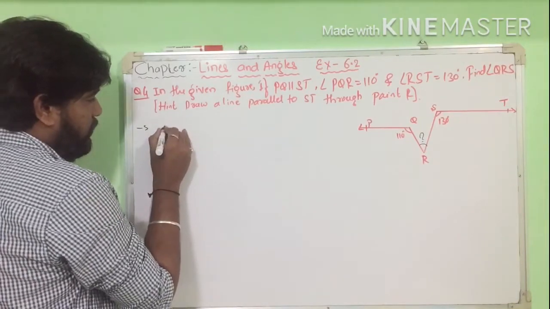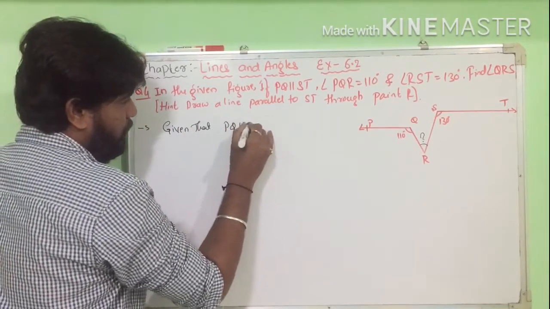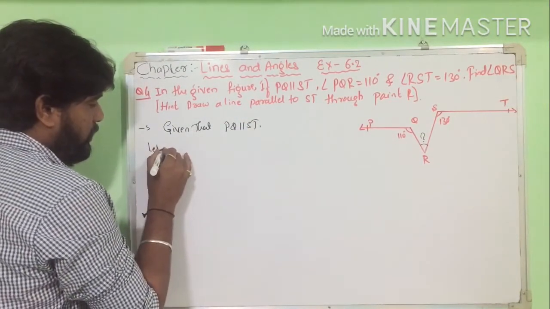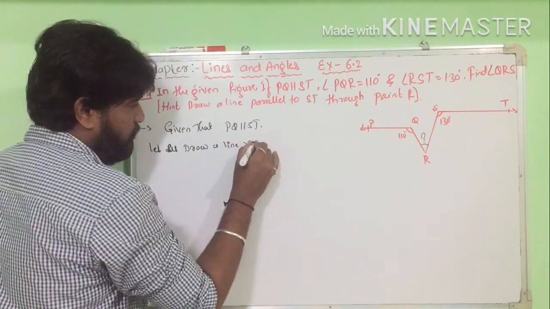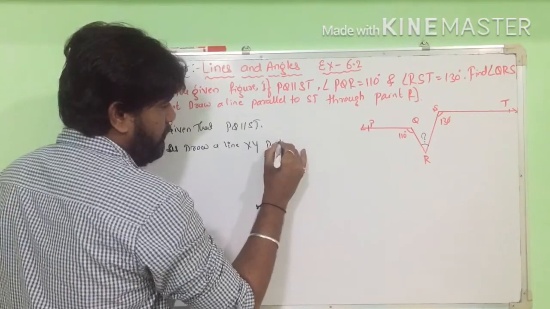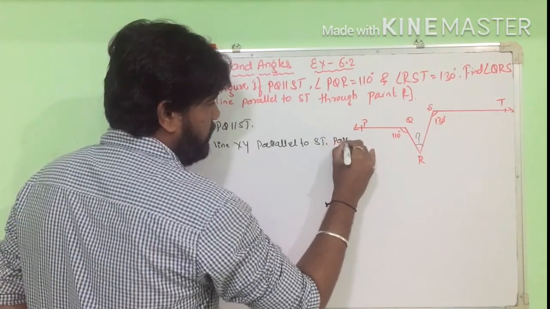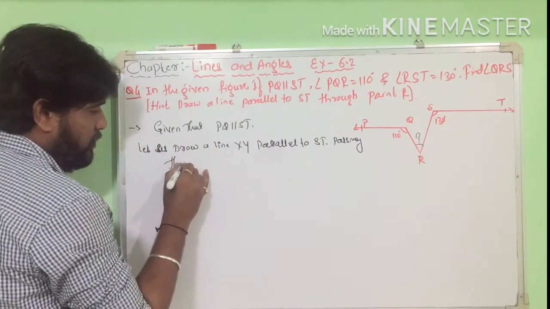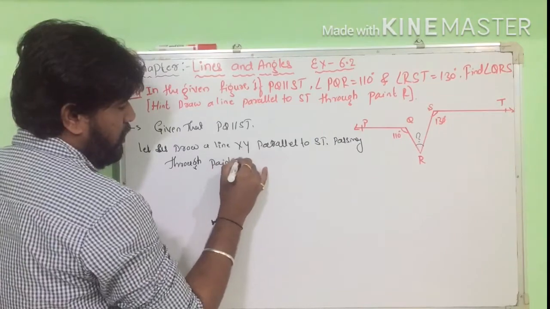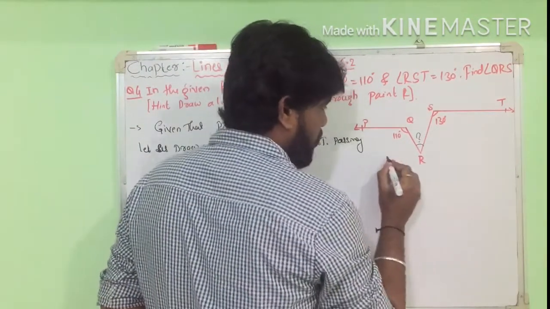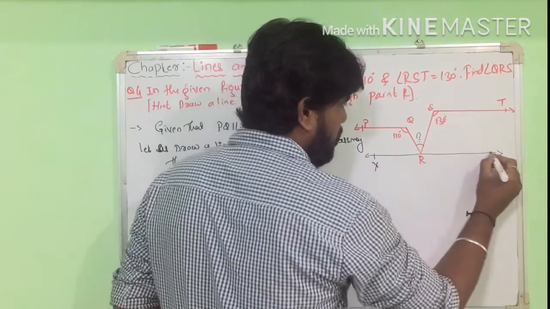First, what they given: PQ is parallel to ST. Let us draw a line XY parallel to ST passing through point R. So here we can draw one parallel line which is passing through R, right? So XY.